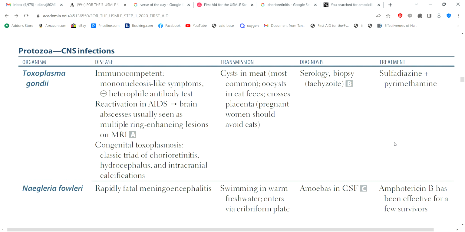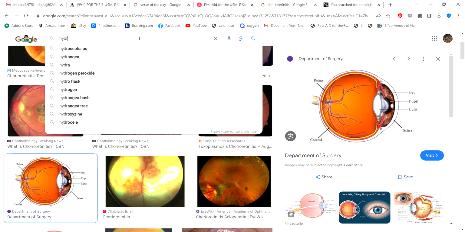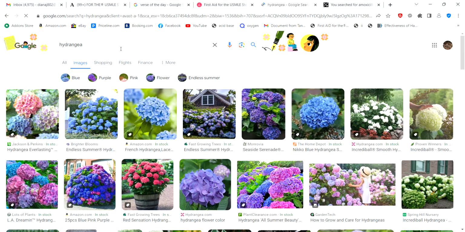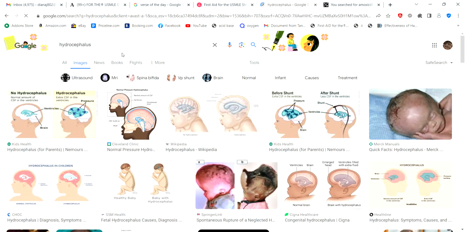And hydrocephalus, which is enlarged head. This is hydrocephalus, right? This is due to so much CSF fluid in the ventricles, so the brain enlarges. The brain enlarges.